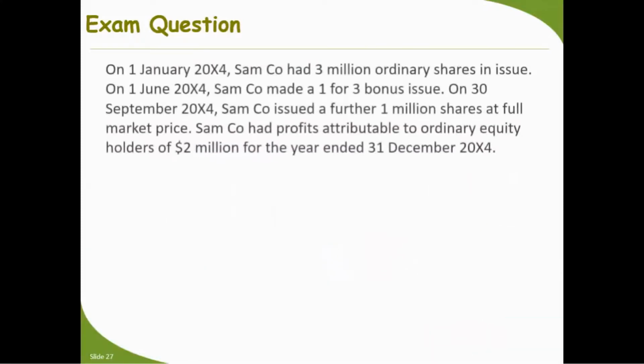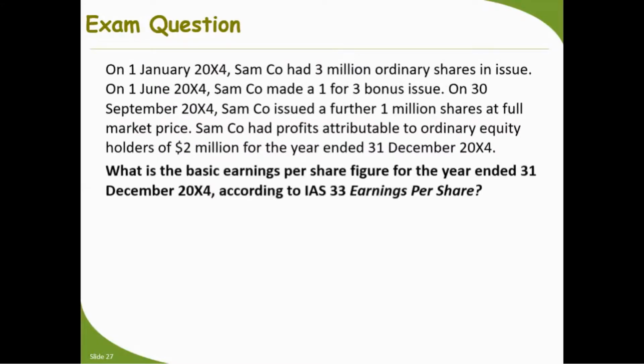Now, on to the next question. On 1st January 2024, SAM company had 3 million ordinary shares in issue. On 1st June 2024, SAM company made a 1-for-3 bonus issue. On 30th September 2024, SAM company issued a further 1 million shares at full market price. SAM company had profit attributable to ordinary shareholders of $2 million for the year ended 31st December 2024. Now, this question has a bonus issue as well as a full price issue.